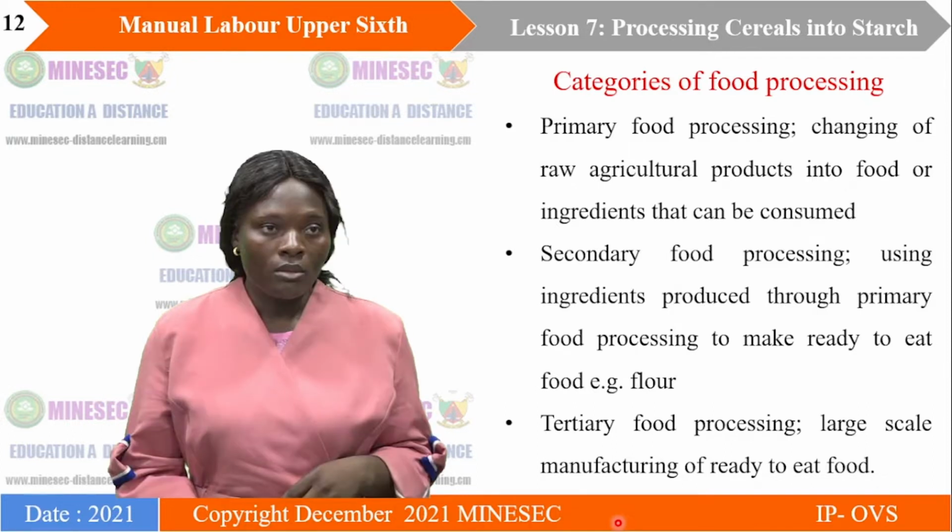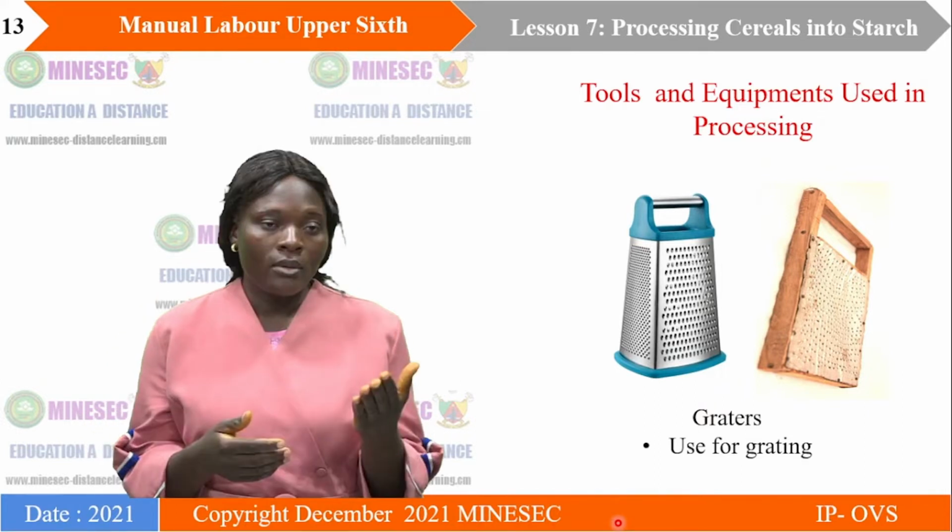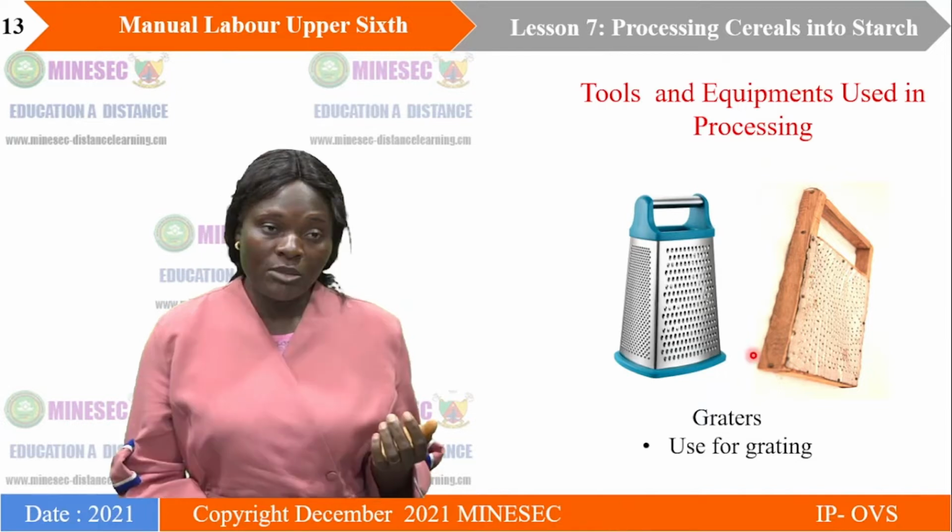Okay, let's continue by looking at tools and equipment used in food processing. We have graters, which are used for grating. You can see the different types. There are many types. It could be bigger than this, or it could even be smaller than this, and they are easy to get.